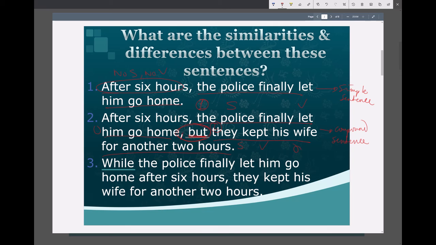Now let's look at sentence 3. While the police finally let him go home after 6 hours, they kept his wife for another 2 hours.